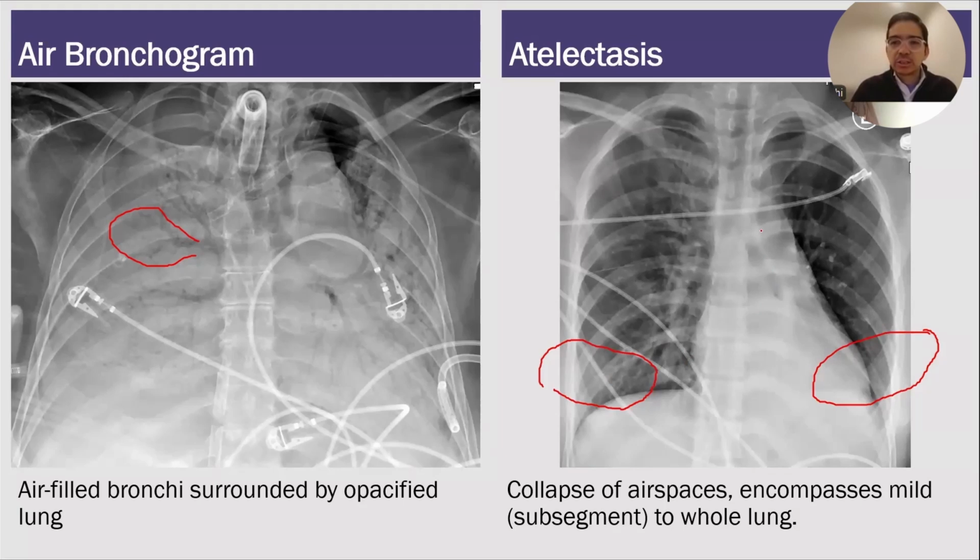In this patient, there's this triangular opacity behind the heart right here, and that is the entire left lower lobe. So this person's entire left lower lobe has become atelectatic, or collapsed. You can also have a whole lung that's collapsed or atelectatic too.